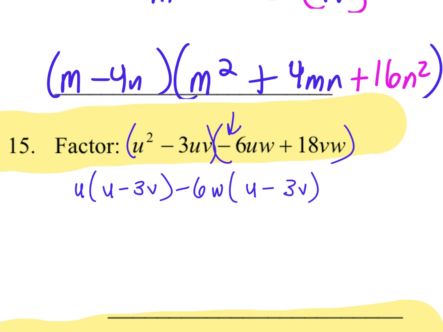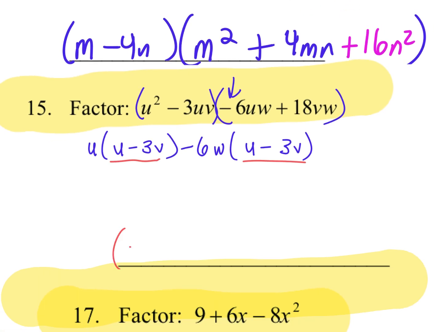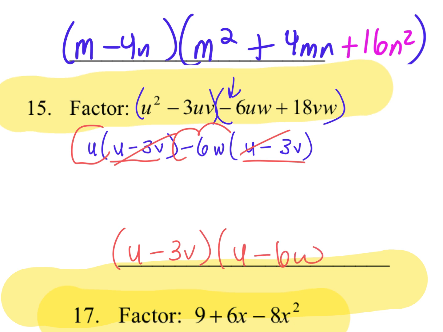So now, guys, do you have two parentheses that are exactly the same? Yep. So that's your new GCF. I'm going to write it out in front. And then what happens with my leftovers? They get their own parenthesis. Could you write the u minus 6w first and the u minus 3v second? Sure.